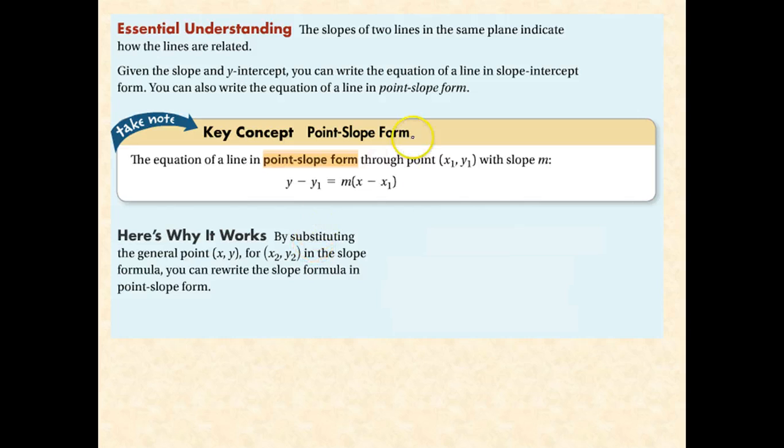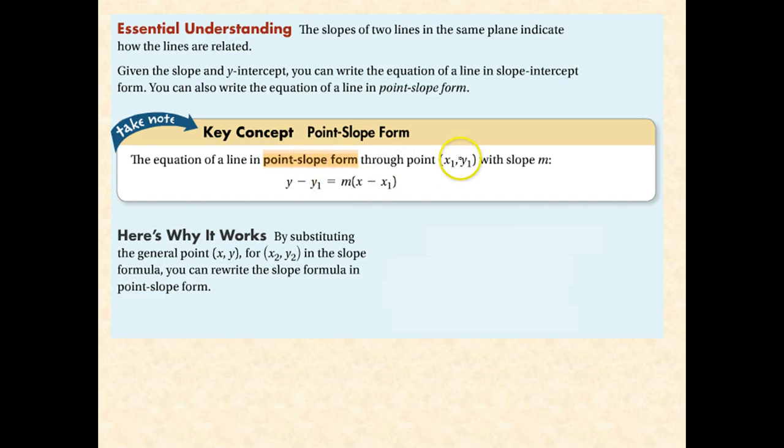Okay, so we talked about slope, about how slope tells you about the steepness of a line. Well, you can compare the two lines by talking about their slope. If we have slope and y-intercept, you can write the equation in slope-intercept form. You can also write it in point-slope form if you have the slope and any point. So here is point-slope form.